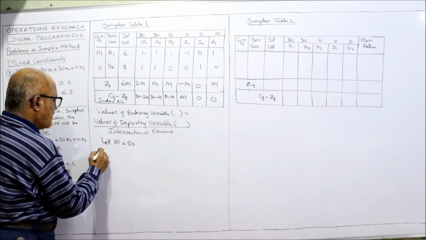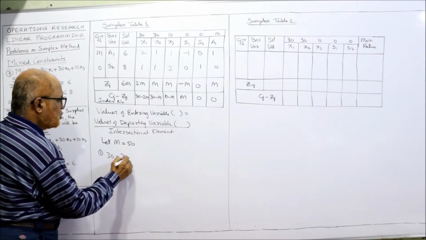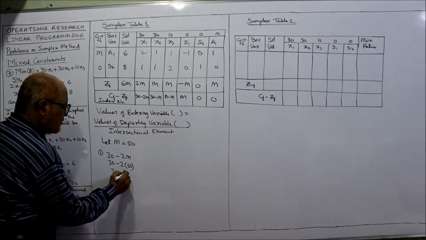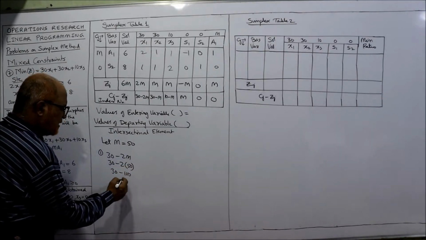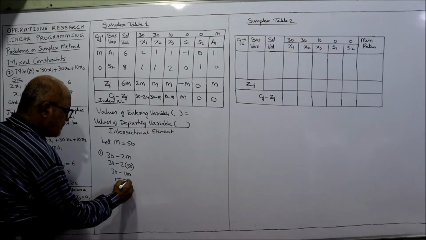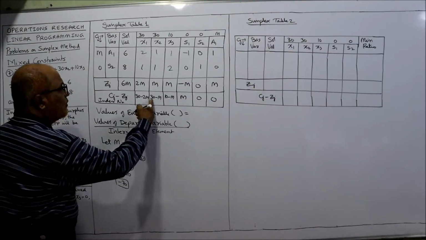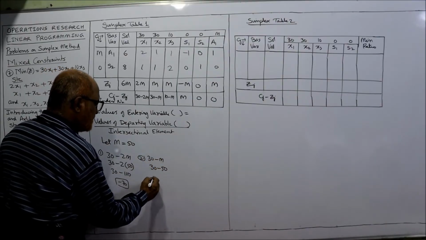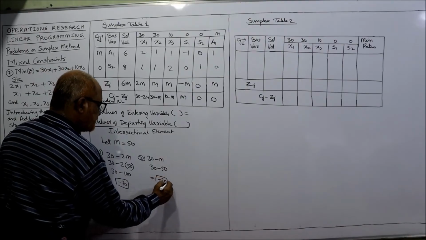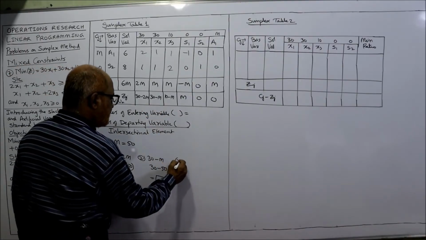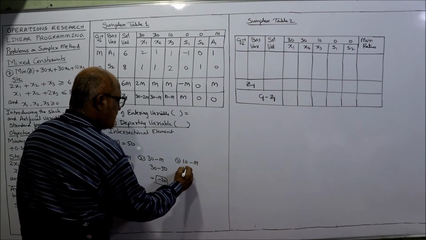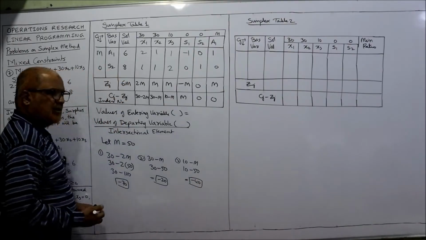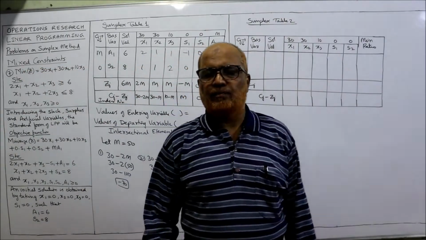So first here 30 minus 2m. So 30 minus 2 into 50, that is 100. So 30 minus 100 is minus 70. This is the first value. Second value, 30 minus m. 30 minus 50 is equal to minus 20. And 10 minus m. 10 minus 50 is equal to minus 40. Right? These are the negative values.